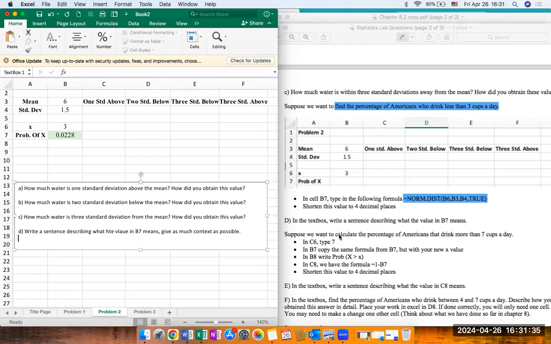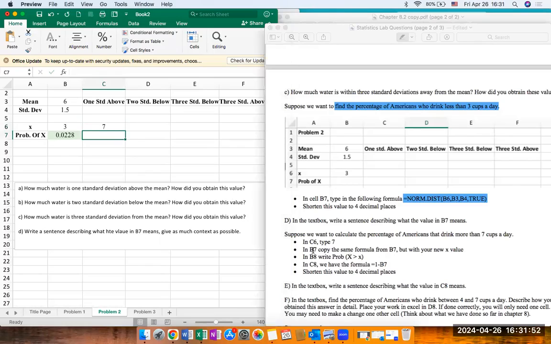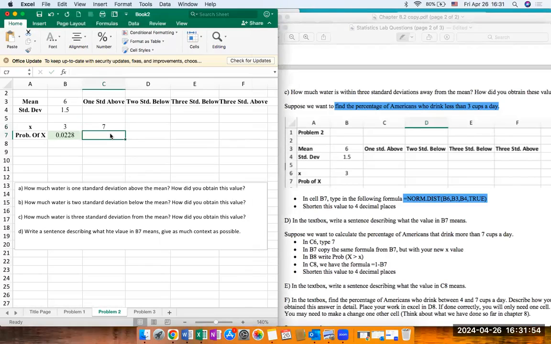All right, then it says, suppose we want to calculate the percentage of Americans that drink more than 7 cups a day. So in C6, let's type 7. So C6 here, we're typing in 7. In B7, copy the same formula from, or sorry, that should say C7, my apologies. So in C7, copy the same formula from B7 with your new X value.